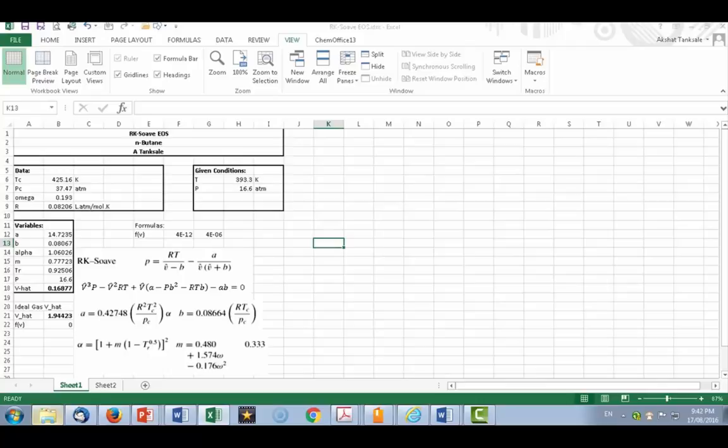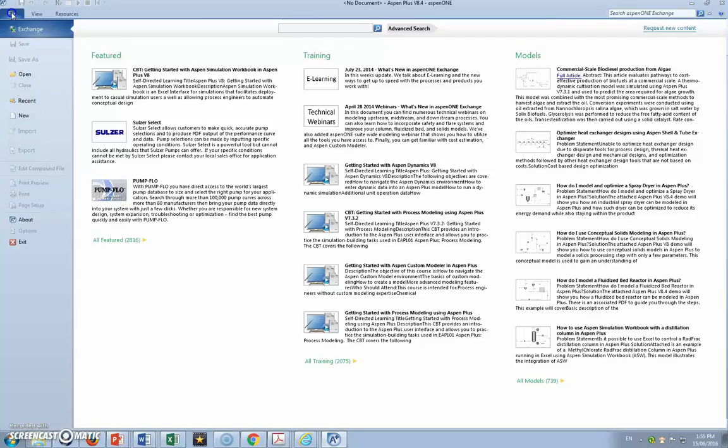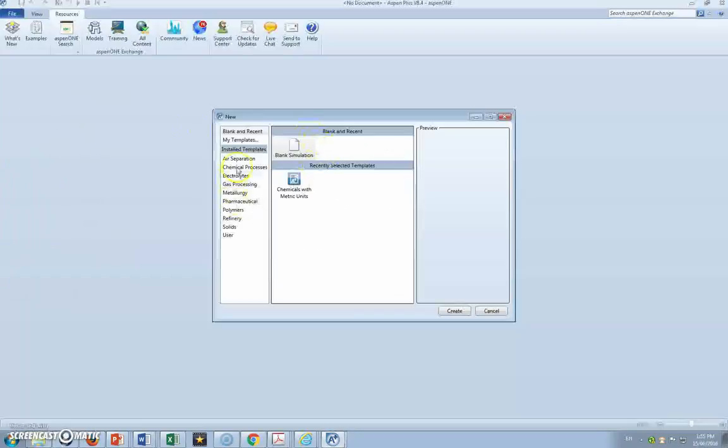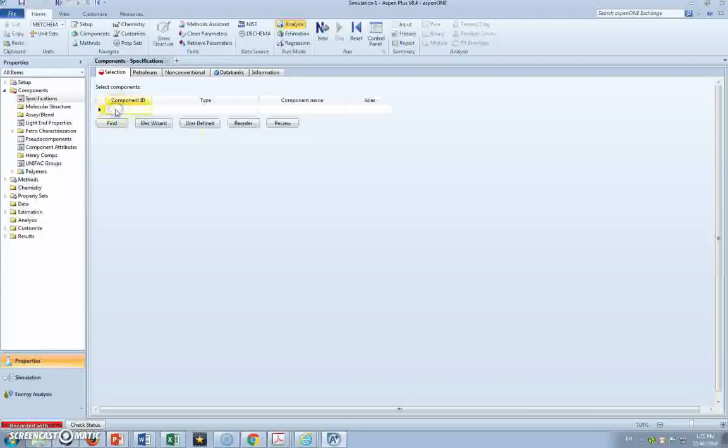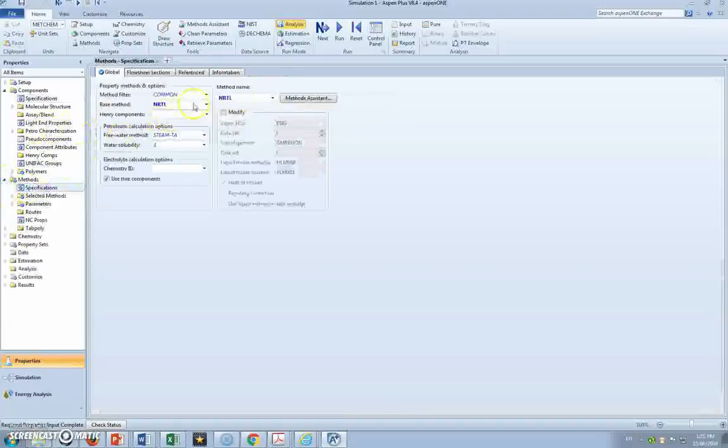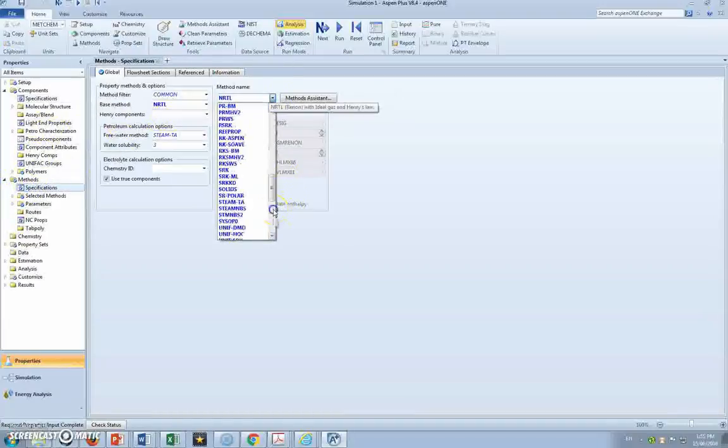Let's look at the same solution in Aspen Plus. In Aspen Plus, you open a new file, and you can either use a template or go with a blank sheet. I'm using a chemical unit with metric units, and then enter N-butane as the component, and we are going to use the method RK-SOAVE in the method specification.